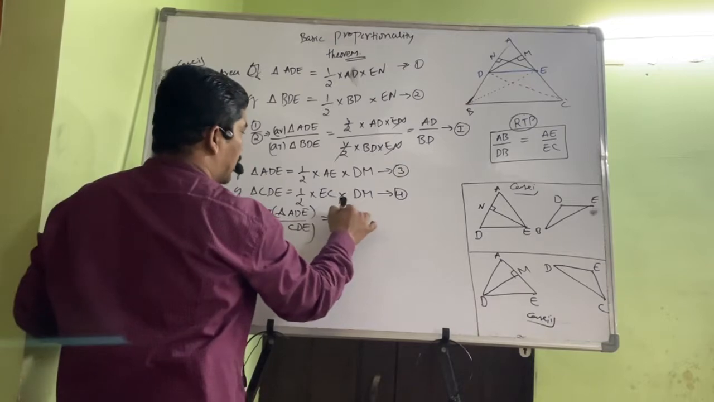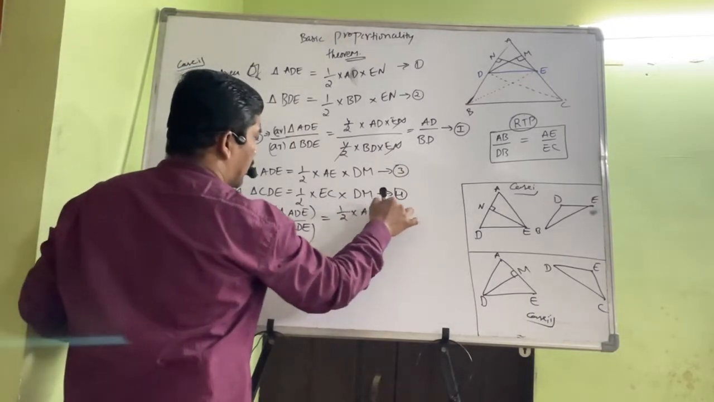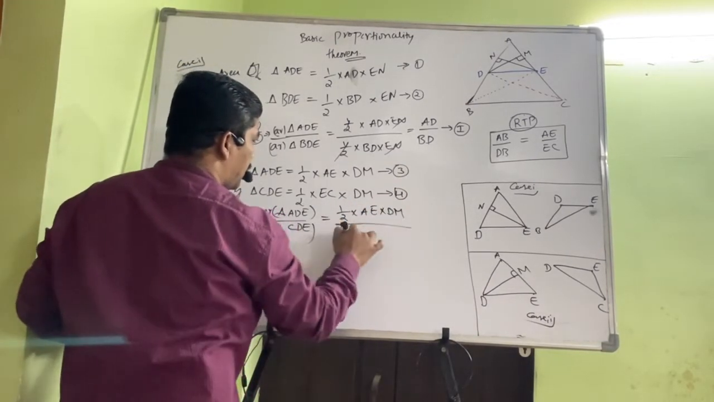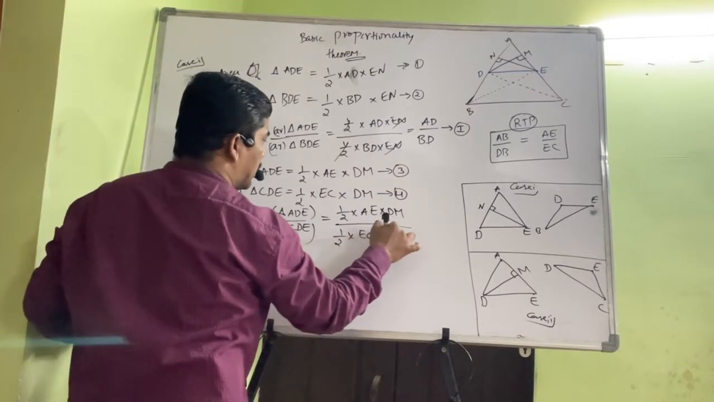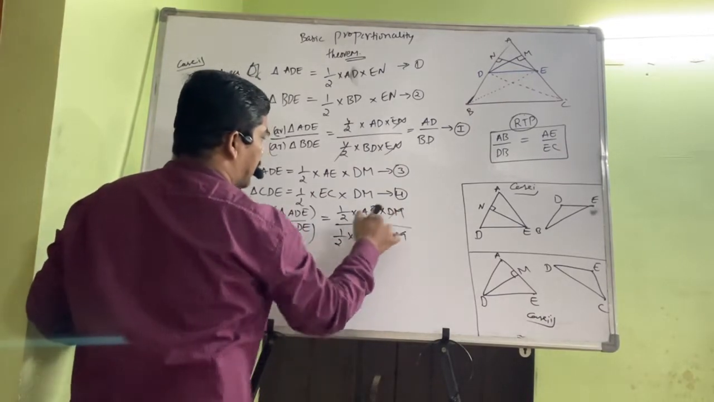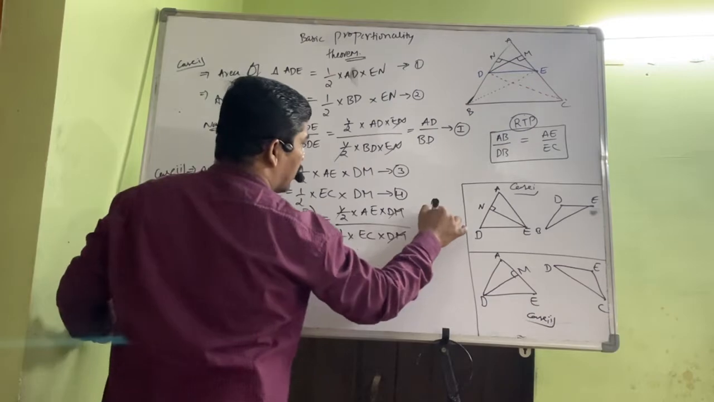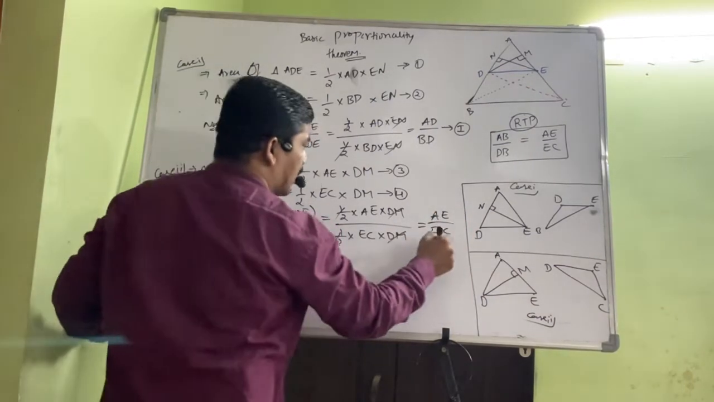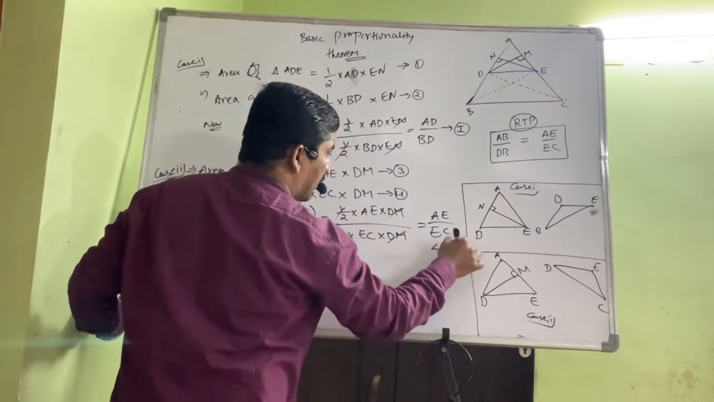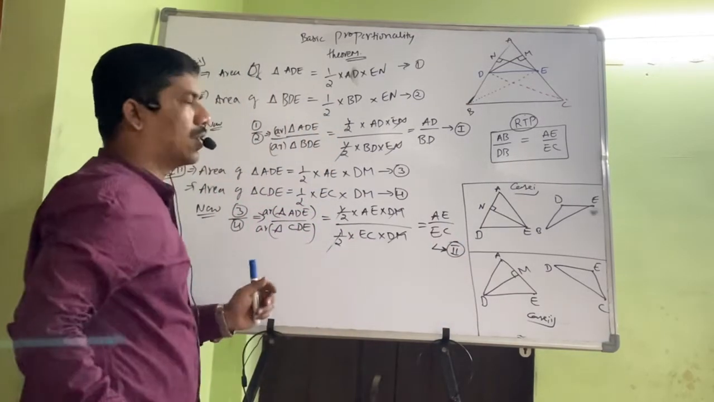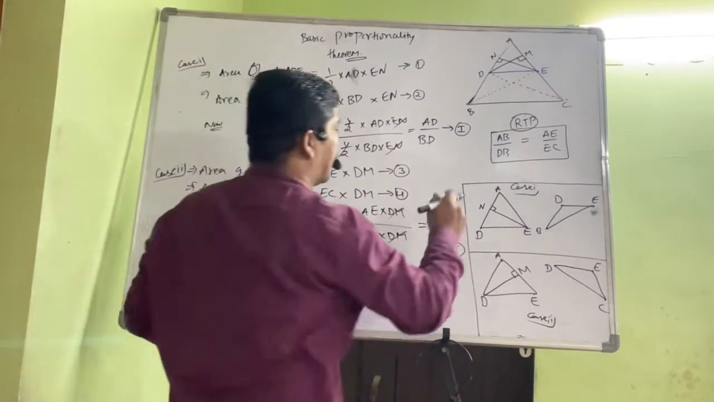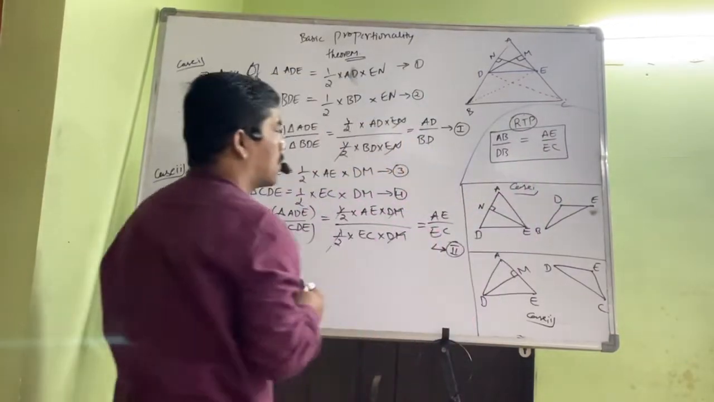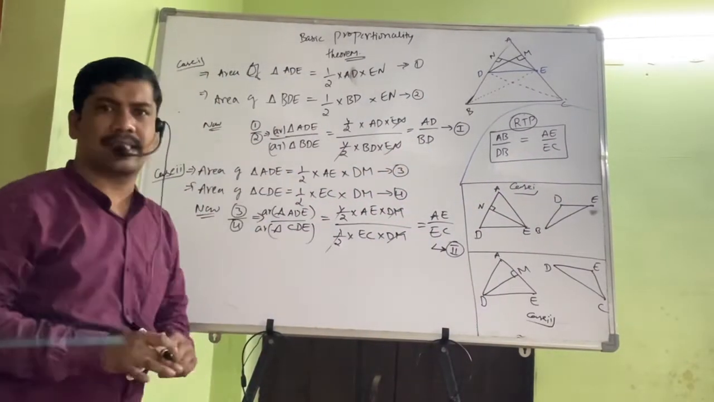Now half into AE into DM, half into EC into DM. DM cancels, half of AE by EC. This we name as Roman number 2. Got with this point everyone? Right. So we got 2 Roman equations.